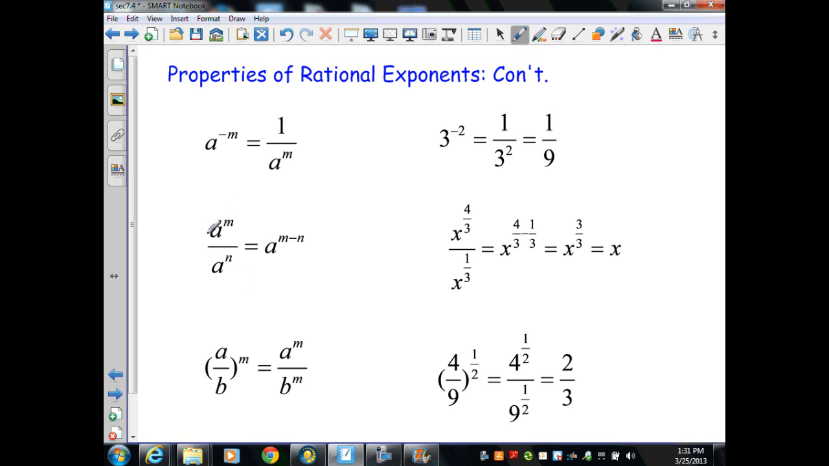Here, if I have like bases and I want to simplify, therefore I will subtract the exponents, the top exponent minus the bottom exponent. And again, if I have an exponent outside of a set of parentheses, that exponent will go to each term in the numerator and each term in the denominator.